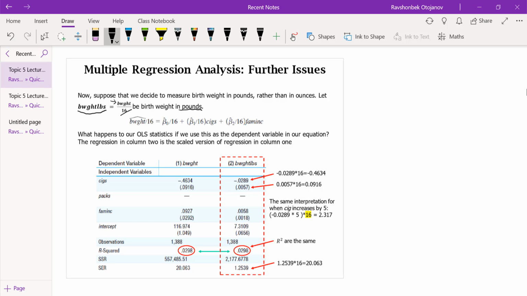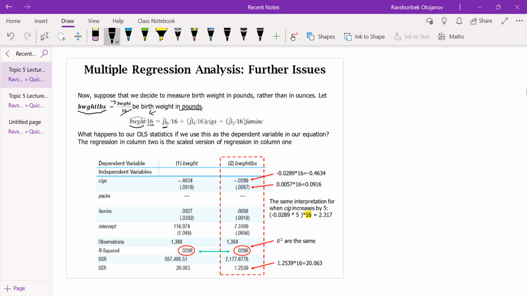So what does it entail? It basically entails this. By dividing the dependent variable by 16, we are essentially dividing each coefficient estimate by 16 as well. So beta 0 hat divided by 16, beta 1 hat by 16, and also beta 2 hat by 16. In the same way, any other added variable's coefficient will be divided by 16 if we divide the birth weight by 16. We don't usually divide coefficients by 16 manually. This is all done by the econometric package.